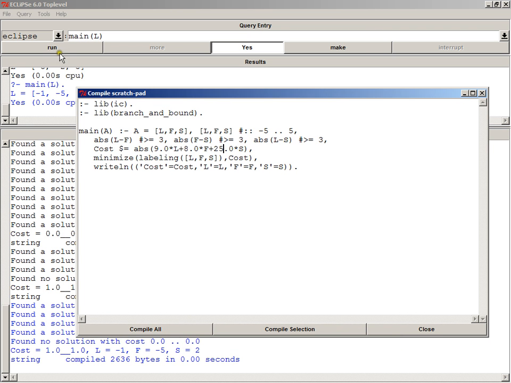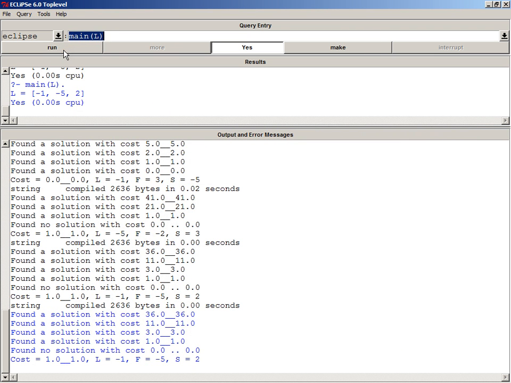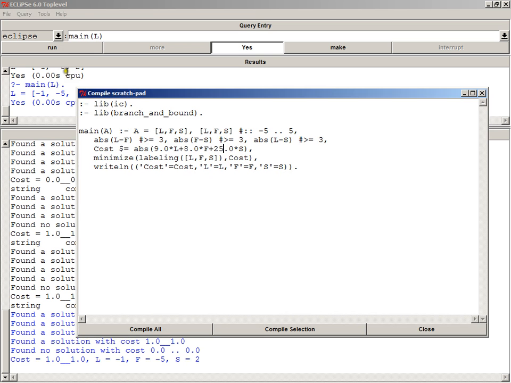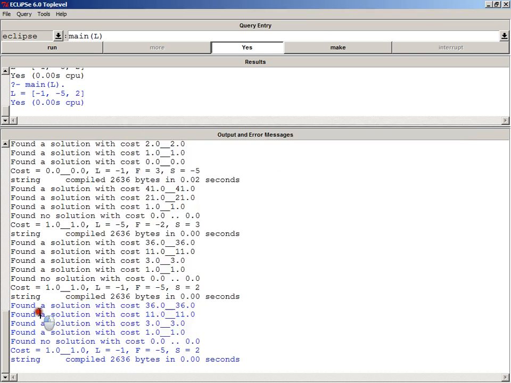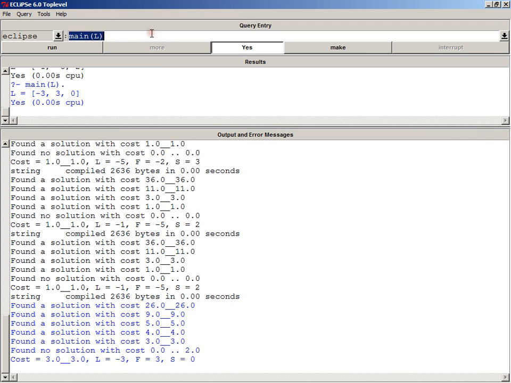So, still 1? Very strange. 35. Let's make them obese. Let's make them American. Right, so now the smallest cost is 3. Right, and it says there's no solution, for no solution will cost between 0 and 2.